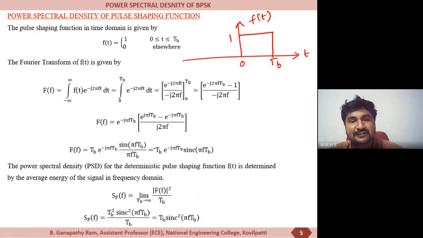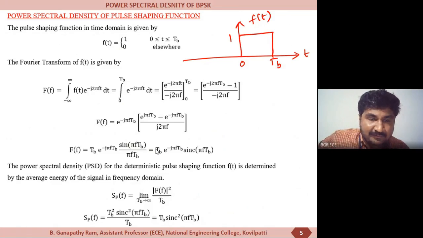The power spectral density for the deterministic pulse shaping function f of t is determined by the average energy of the signal in the frequency domain. Hence, Sf of f can be represented as the limit as Tb tends to infinity of the magnitude squared of F of f over Tb. And this type of approach is called the periodogram approach, which is the direct evaluation of the power spectral density of a deterministic signal.